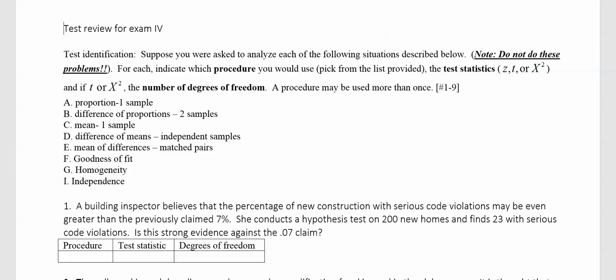So that's what this first part is looking over, is just identifying the vocabulary to figure out what test it is and then what kind of statistic and degrees of freedom it is.